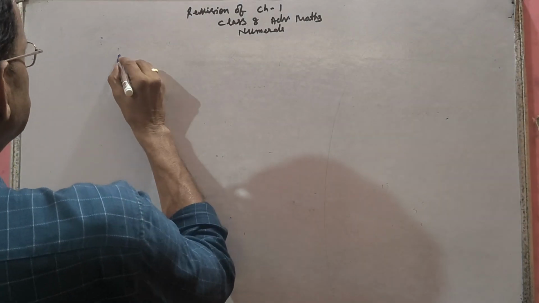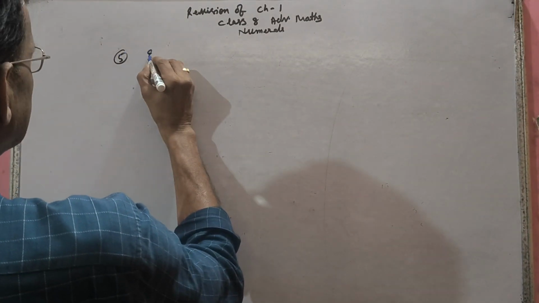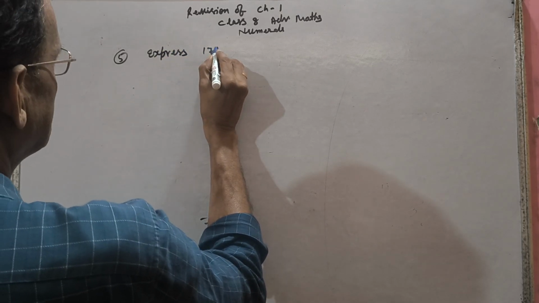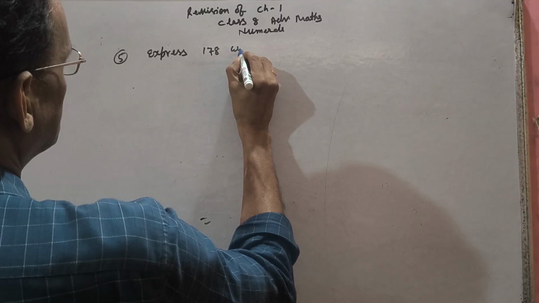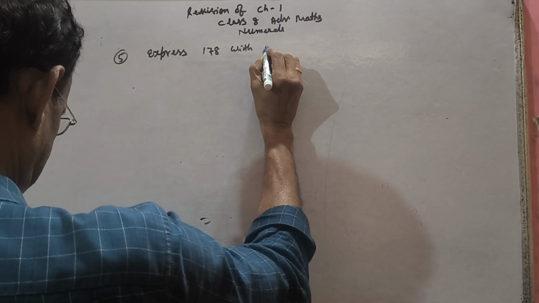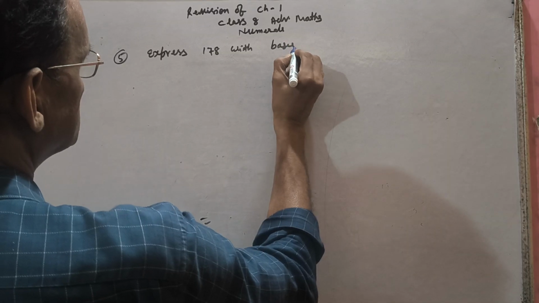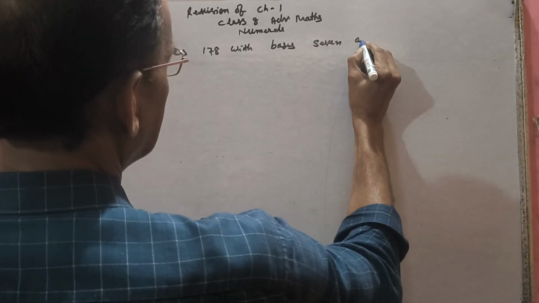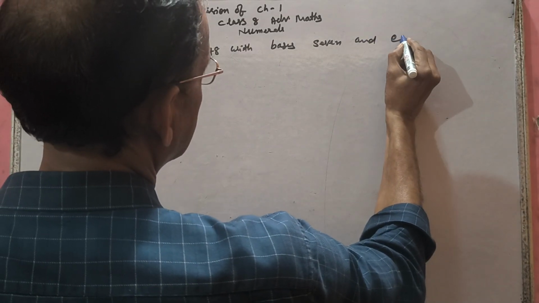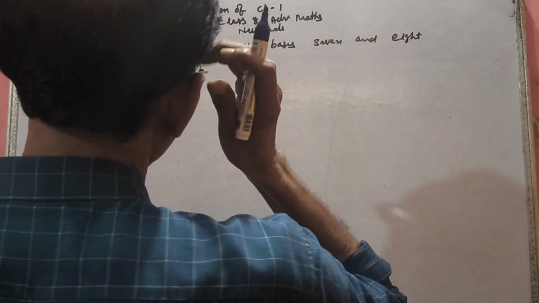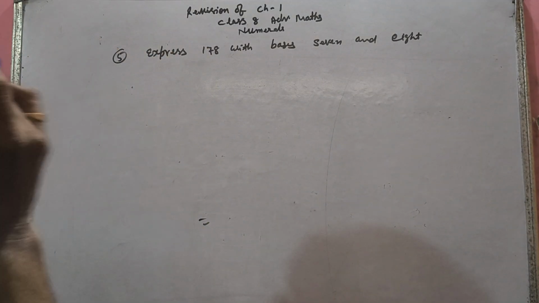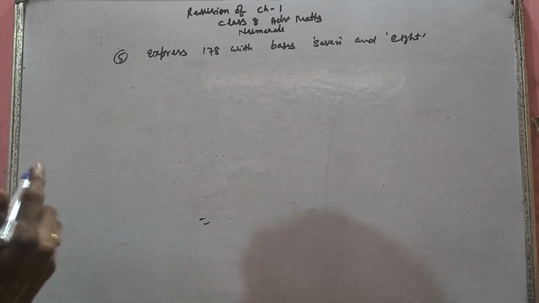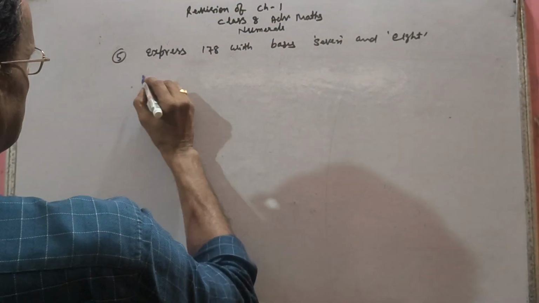The next question. Question is: express 178 with the bases 7 and 8. We will express 178 with the base 7 and 8. You can do 5 and 6 also, in a similar way. So first start with base 7.